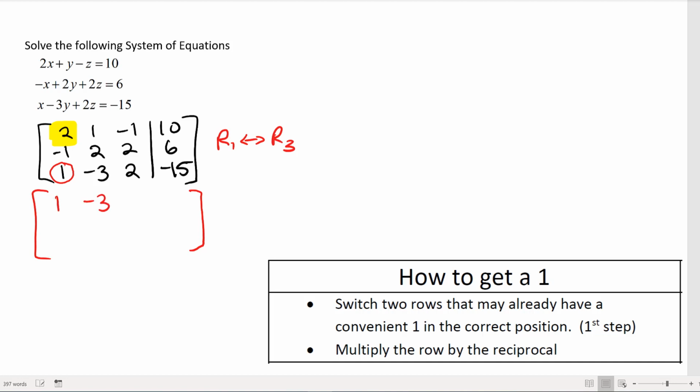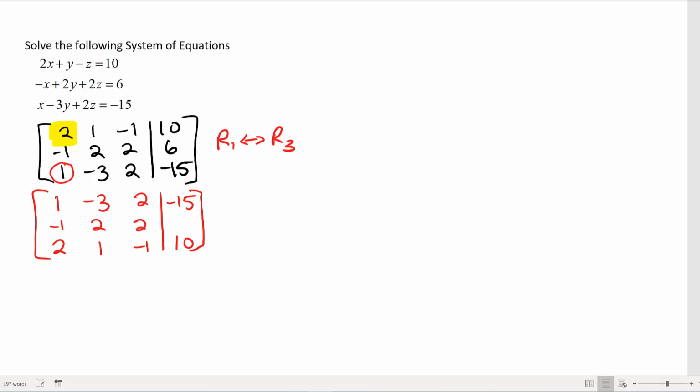fractions if I can, because then I'll have fractions basically throughout the rest of the matrices. So this way I can get a 1 in the first row, first column without actually having to divide or multiply by the reciprocal and get a fraction. So step 1 is done. I have a 1 where I want it.